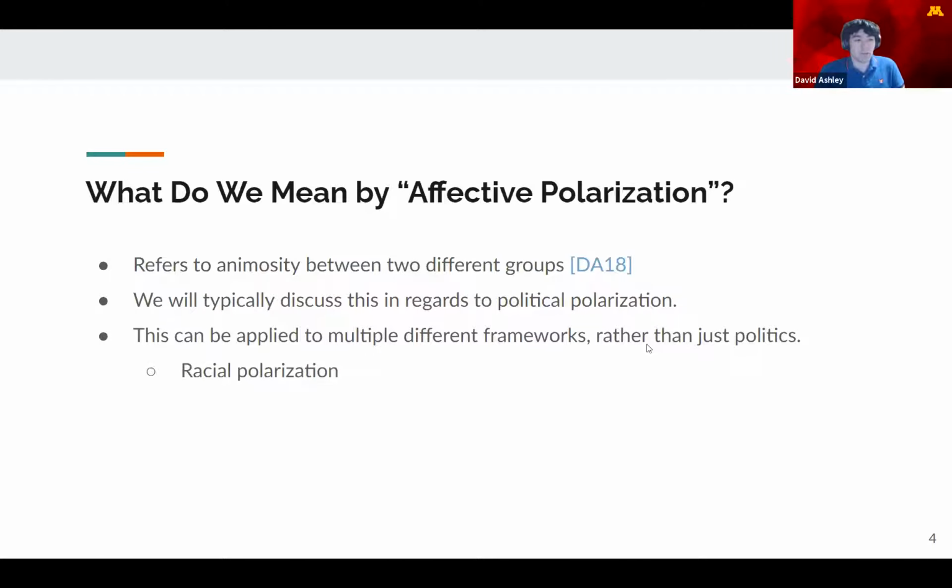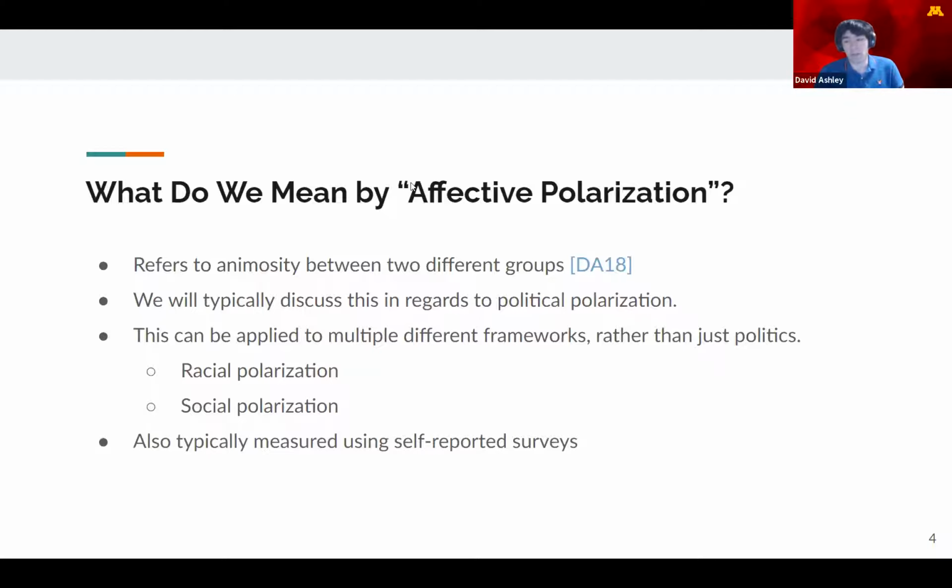For example, we can also apply this to racial polarization and social polarization, in referring to racial tensions and social classes, respectively. And we also typically measure these using self-reported surveys. We call this affective polarization because these measures are emotionally based.